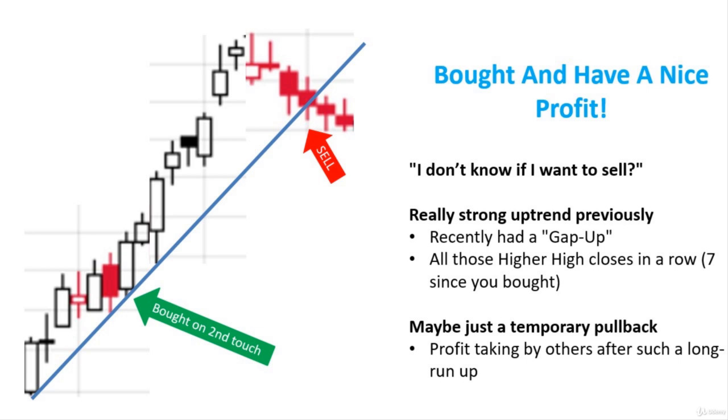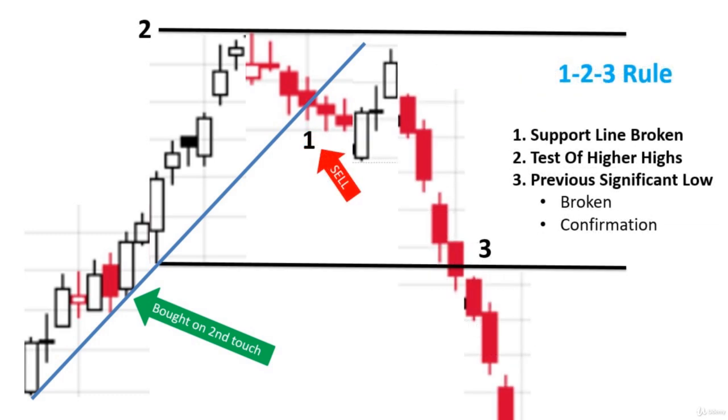So with all that good stuff, all those high closes in a row and the gap up, do I really sell because it crossed that trend line, or are people just taking some profits? How do I apply my 1-2-3 rule to this is the idea. So there's how you do it. Let's put some lines on this, and this is how the 1-2-3 rule works.